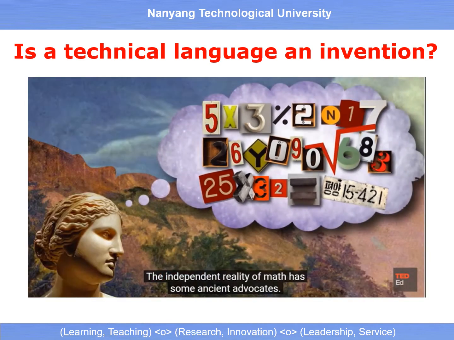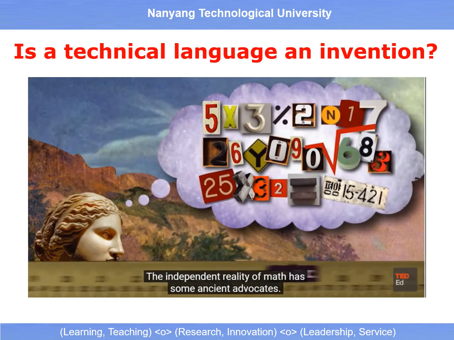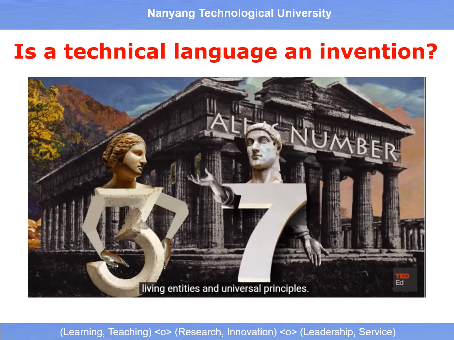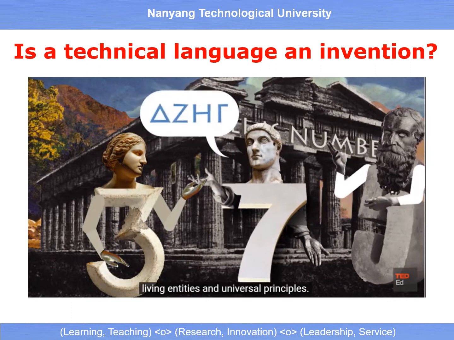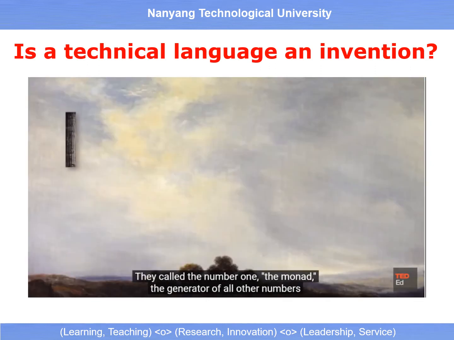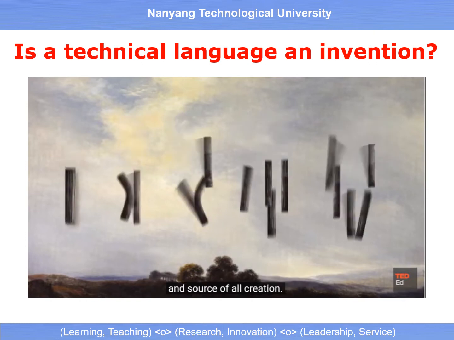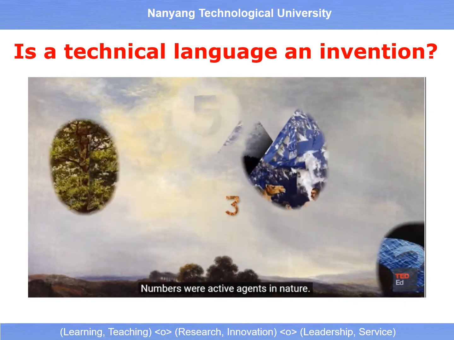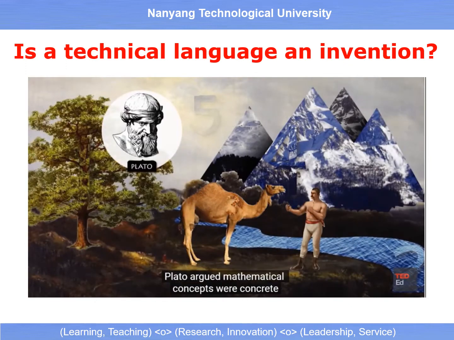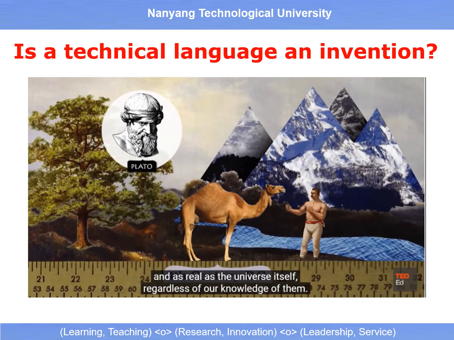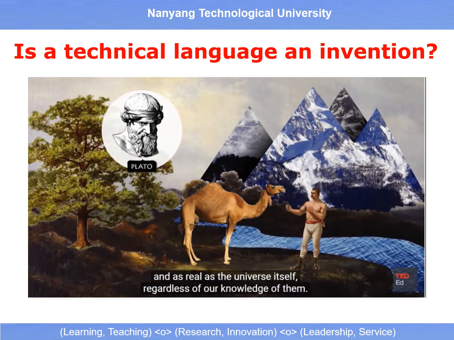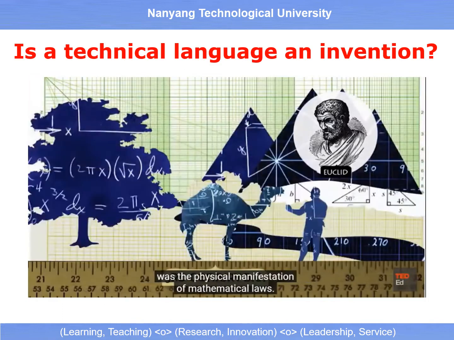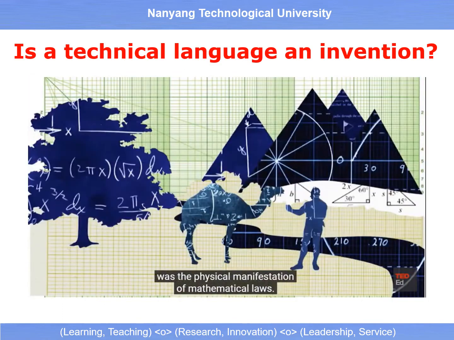The independent reality of math has some ancient advocates. The Pythagoreans of 5th century Greece believed numbers were both living entities and universal principles. They called the number 1 the monad, the generator of all other numbers and source of all creation. Numbers were active agents in nature. Plato argued mathematical concepts were concrete and as real as the universe itself, regardless of our knowledge of them. Euclid, the father of geometry, believed nature itself was the physical manifestation of mathematical laws.